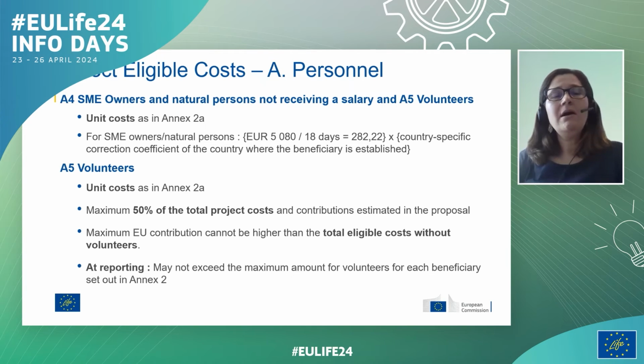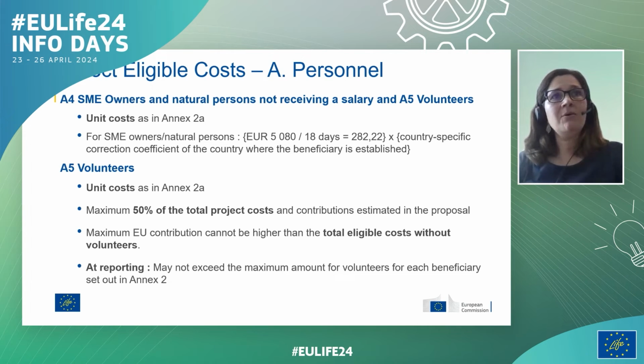For the SME owners and natural persons not receiving a salary, if they are receiving a salary, you need to put them in A1. And for A4 and A5, volunteers, this is how it's done. You need to go into the model grant agreement, Annex 2.8, and there you will find the formula, which is indicated here for the SME owners. Basically you divide 5,080 by 18, you get this amount, and then you need to multiply it by the country specific coefficient. This is how you get your unit cost, your daily rate. And then you must multiply by the number of daily rates that you think this person will work. For the volunteer costs, this is slightly different.